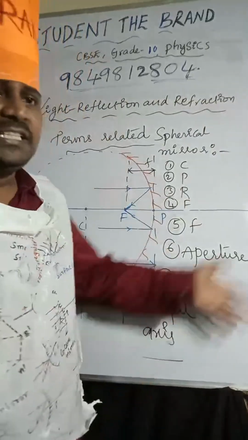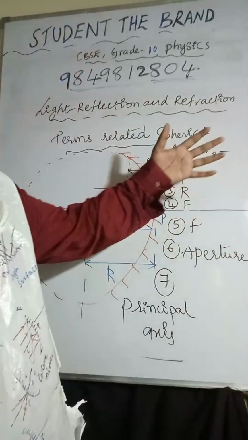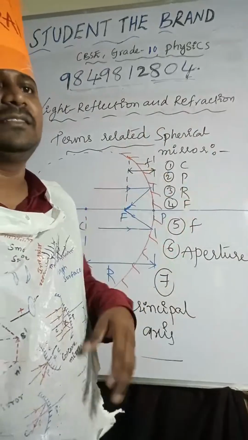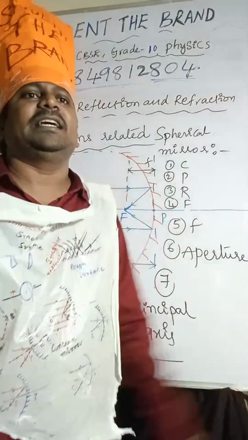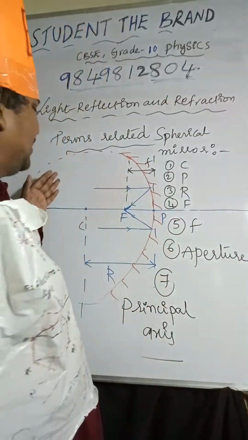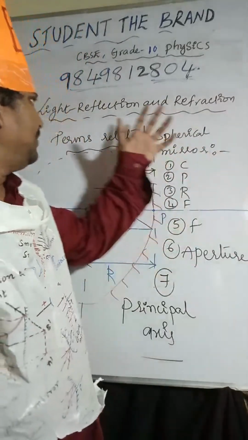Next, principal axis. The line joining the center of curvature and pole is called the principal axis.